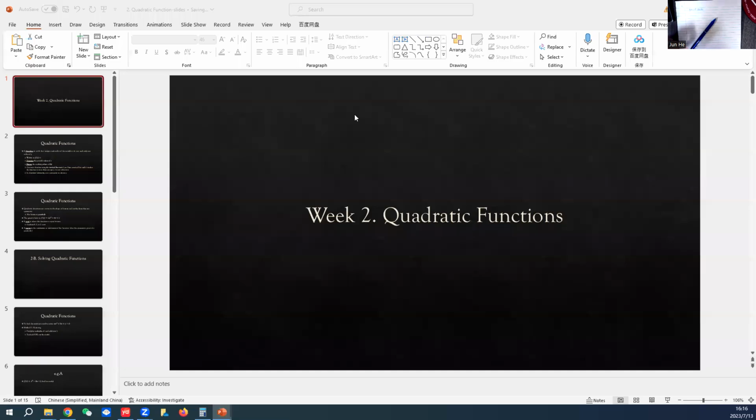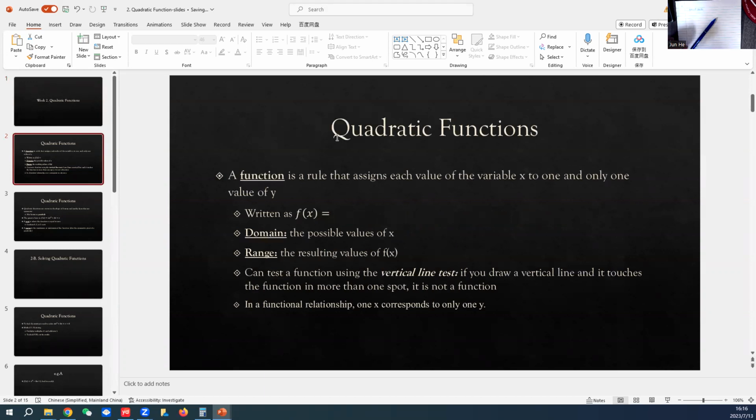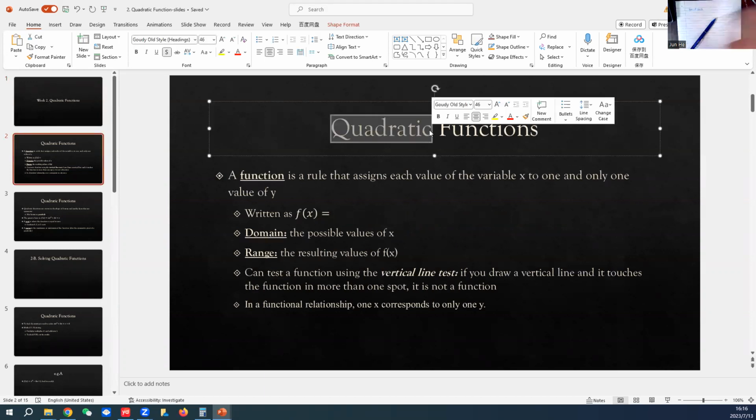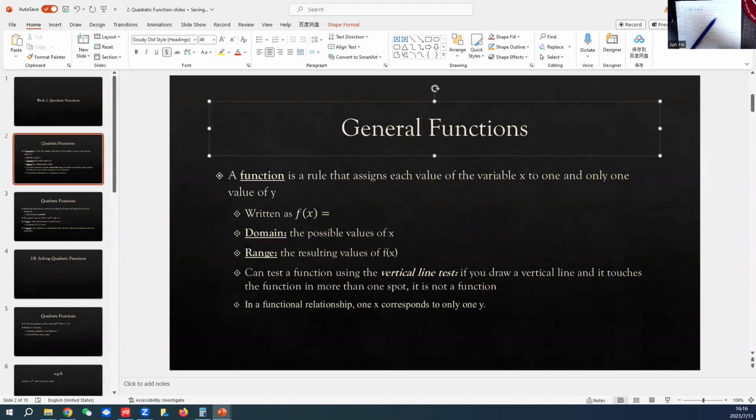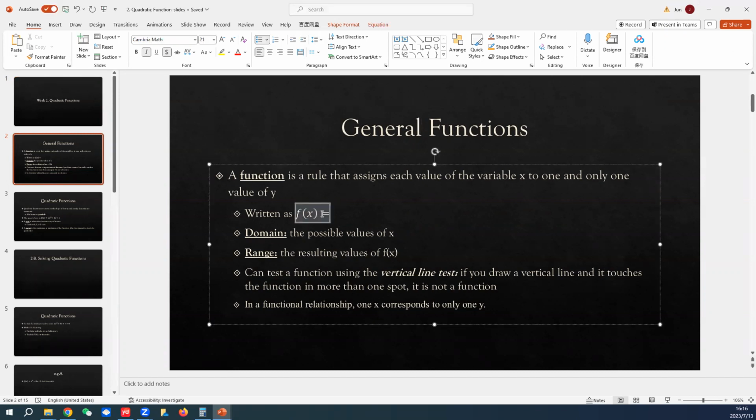In this module, we're talking about quadratic functions. So first, let's look at the general knowledge of functions. A function is a rule that assigns each value of variable x to one and only one value of y, and a function is written as f(x), y equals f(x).